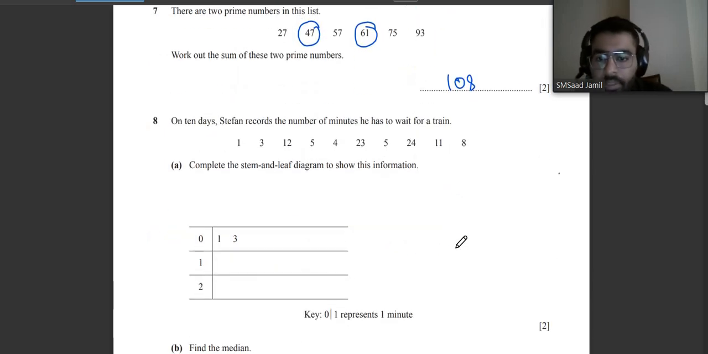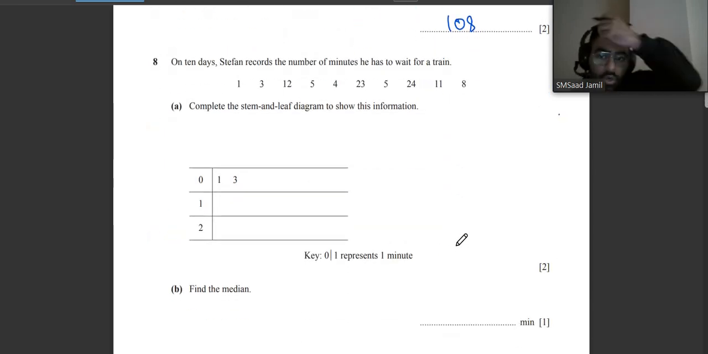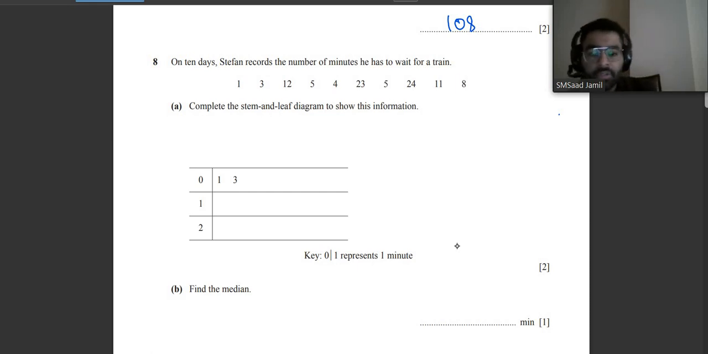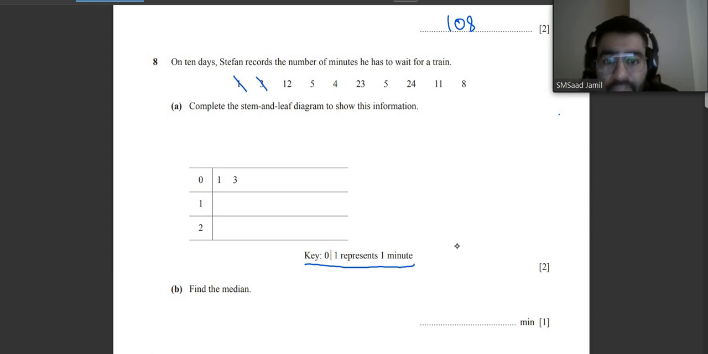Okay. Question number 8. On 10 days, Stephen records the number of minutes he has to wait for a train. Complete the stem and leaf diagram. The most important thing is the key. Always look at the key. So this 0, 1 represents only 1 minute. 0, 3 represents 3 minutes. So we have crossed out this. Let's see which other small number we have.